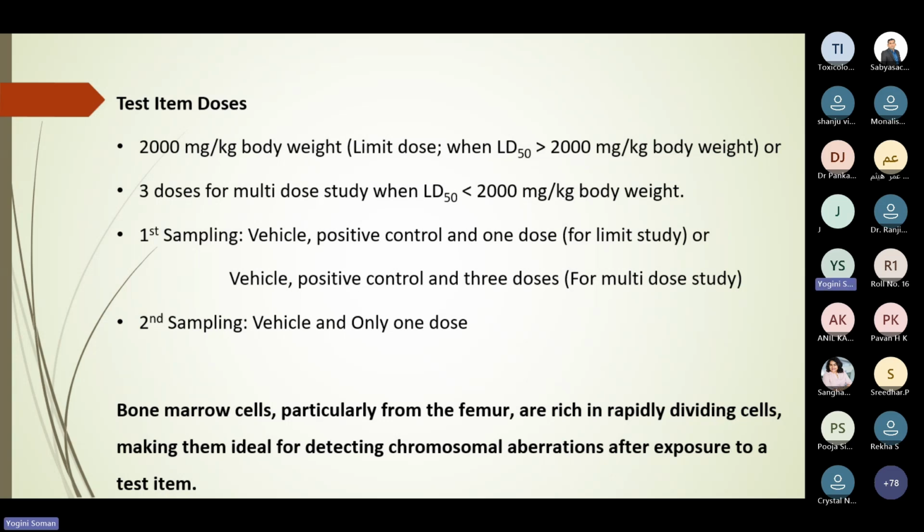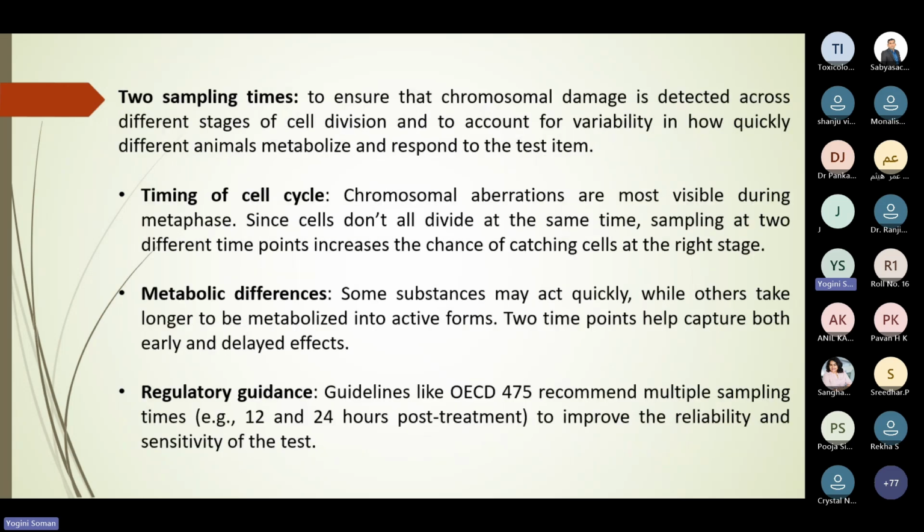So why are bone marrow cells selected? Bone marrow cells, particularly from the femur, are rich in rapidly dividing cells. This makes them ideal for detecting chromosomal aberrations after exposure to the test item. Here we have included two sampling methods. So what is the significance of two sampling times here? Two sampling times ensure chromosomal damage is detected across different stages of the cell division.